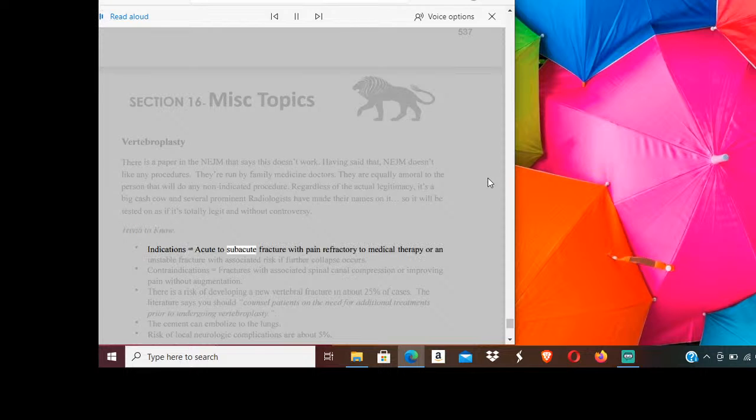Indications equals acute to subacute fracture with pain refractory to medical therapy, or an unstable fracture with associated risk if further collapse occurs. Contraindications equals fractures with associated spinal canal compression, or improving pain without augmentation. There is a risk of developing a new vertebral fracture in about 25% of cases. The literature says you should counsel patients on the need for additional treatments prior to undergoing vertebroplasty.